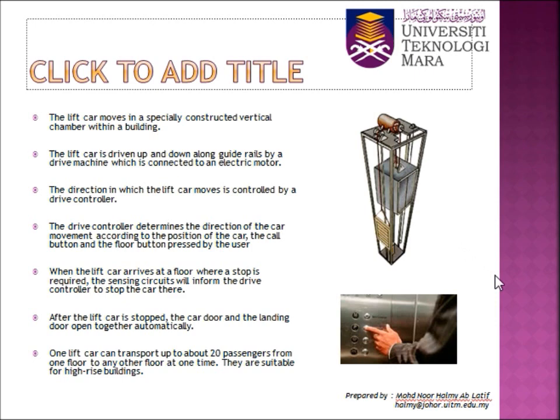The direction in which the lift car moves is controlled by a drive controller. The drive controller determines the direction of the car movement according to the position of the car, the call button and the floor button pressed by the user. When the lift car arrives at a floor where a stop is required, the sensing circuit will inform the drive controller to stop the car there. Ni apa yang berlaku kat dalam controller. After the lift car is stopped, the car door and the landing door open together automatically.